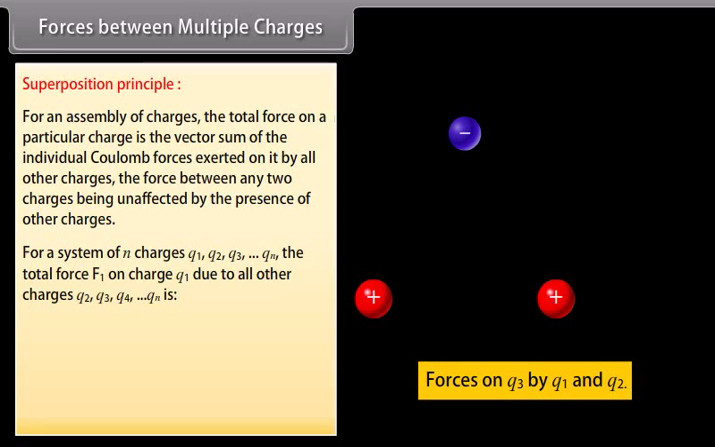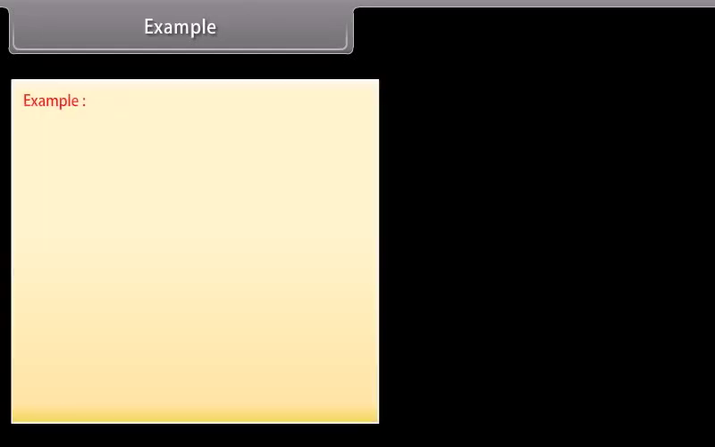the total force F1 on charge Q1 due to all other charges Q2, Q3, Q4 and so on till Qn is F1 is equal to F12 plus F13 plus F14 and so on till F1n. This equation can be written as... Example. Let's take an example on Coulomb's law. Find the force on the center charge in the given figure.